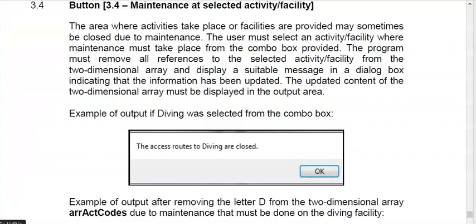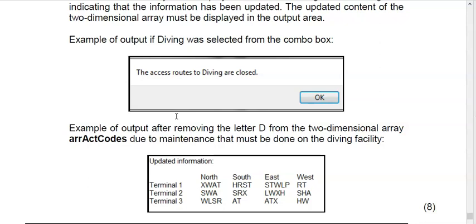What they have asked us to do here is that some routes or some activities rather could be cancelled, and if an activity has been cancelled, the user will select there from the combo box, and you have to remove this from your ArrayActs code so that when you are displaying the ArrayActs code here at the bottom, let's say diving was closed, you will not see the D anywhere in your two-dimensional array. So this is combining 2D arrays as well as string handling in this question. Press pause and try it yourself.